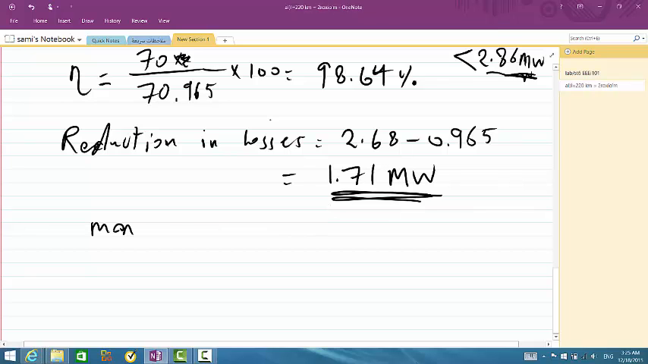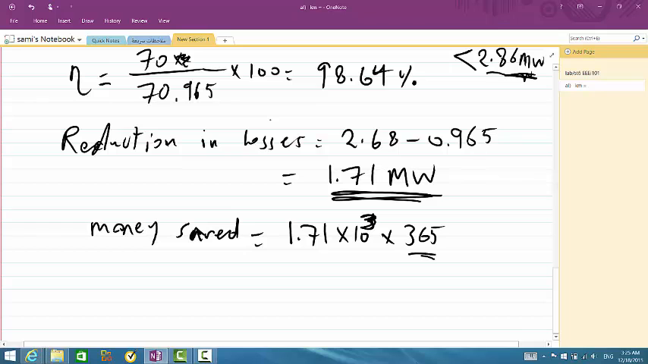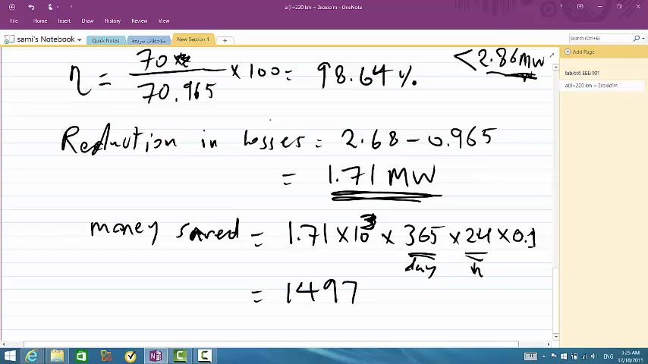So the money saved will equal 1.71 times 10^6 times, I will put 10^3 because I want the kilowatt hour saved, times 365 number of days in 1 year, times 24, this is how many hours per day, times the cost of electricity, which is 10 halala, and that will give me about 1,497,960 Saudi Riyal, or I can say approximately 1.5 million Riyal per year.